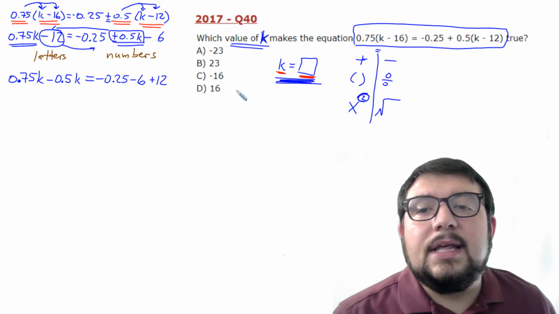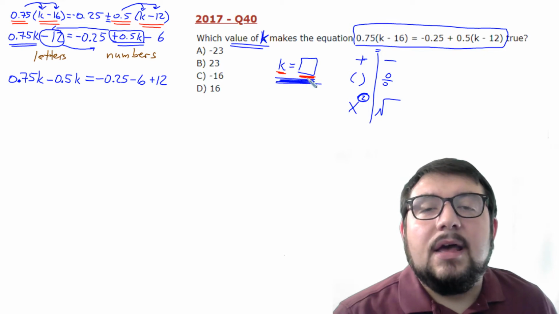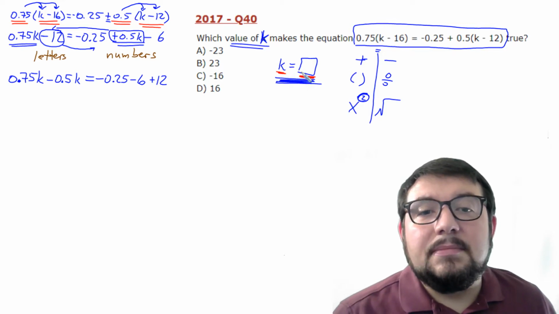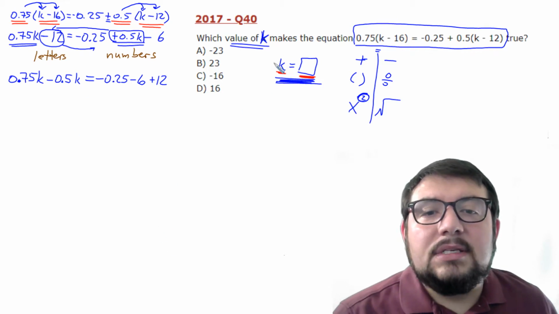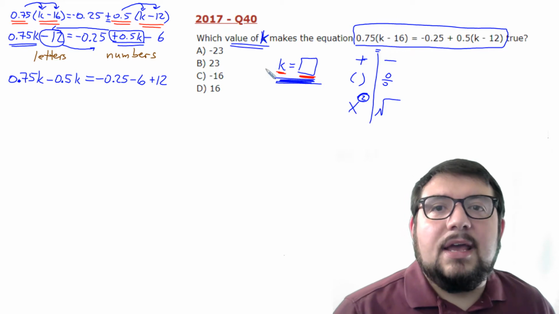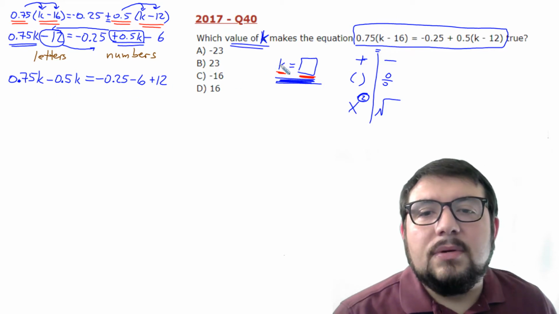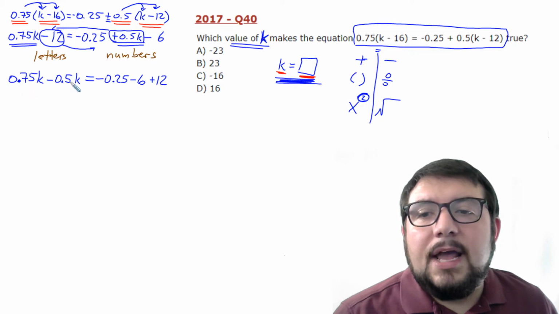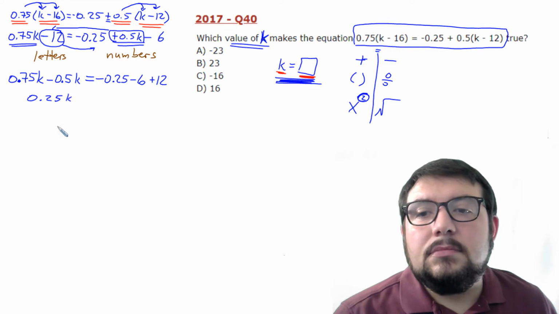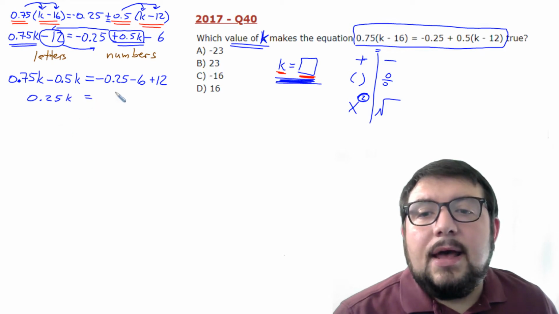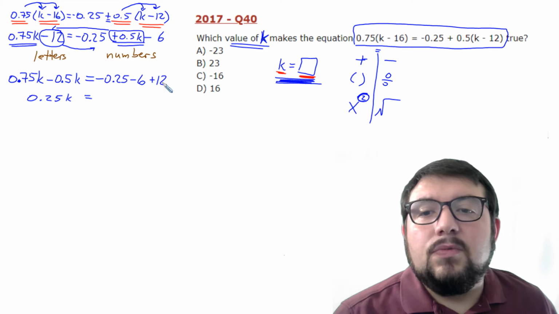Again, the only reason I did that is so that there would be letters on one side and numbers on the other side, because that's what I see in my answer. Now I only have a single k term. I don't have k minus k minus k. I have just one term for k. So I'm going to consolidate these two terms: 0.5 minus 0.75 minus 0.5 means that I'm going to have 0.25k.